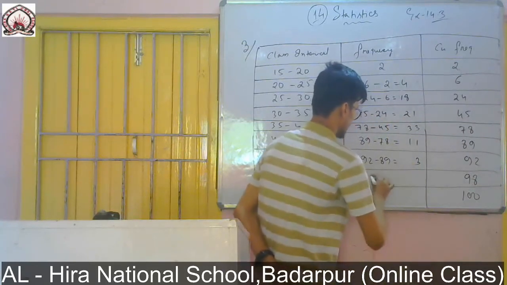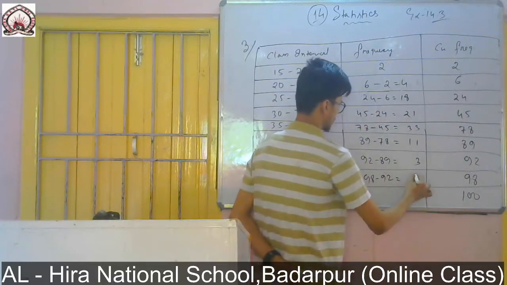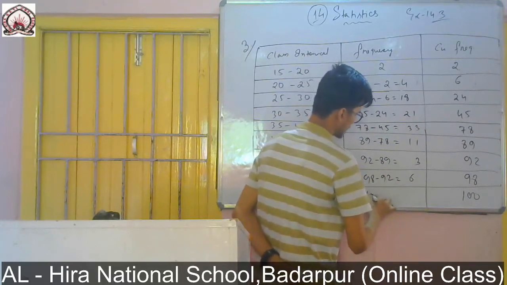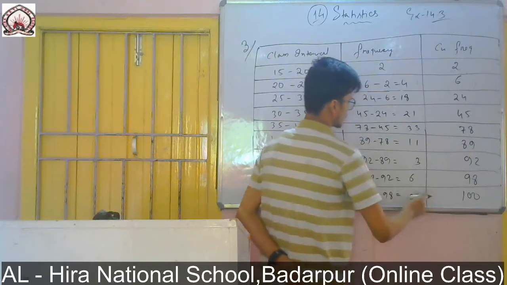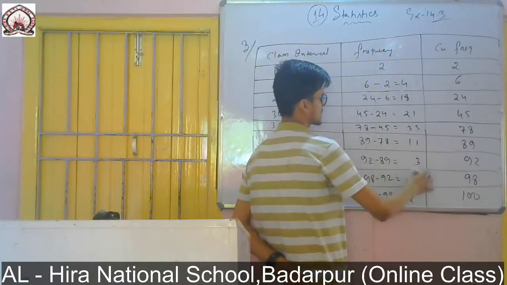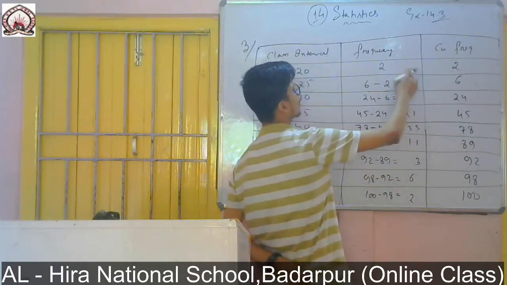Then 98 minus 92, it is 6, and 100 minus 98 is equal to 2. So these are the frequencies: 2, 4, 18, 21, 33, 11, 3, 6, 2.